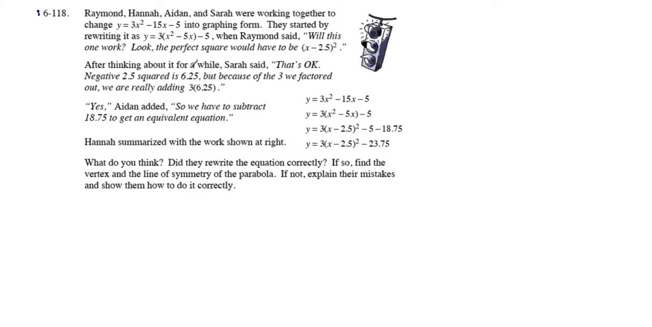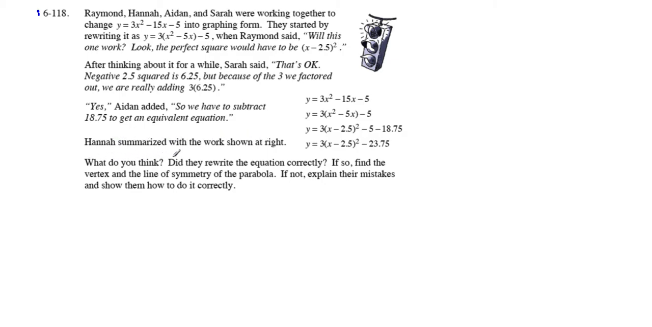After thinking about it for a while, Sarah said, "That's okay. Negative 2.5 squared is 6.25. But because of the 3 we factored out, we are really adding 3 times 6.25." "Yes," Aiden said, "so we have to subtract 18.75 to get an equivalent equation." Hannah summarized with the work shown at right.